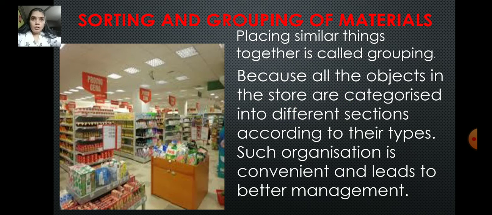So in your home also, where do you keep your books? Do you keep one book in the kitchen and one book in the bathroom? No, we all keep them in one place, in a bookshelf. So similarly, you must have observed in the kitchen also, your mom must have arranged all the similar items, all masala items, all the plates, all the spoons, all the cups. So we are arranging according to the things, that is, we are placing the similar things together. So that is called grouping. It is because the objects are stored and categorized into different sections according to their types.